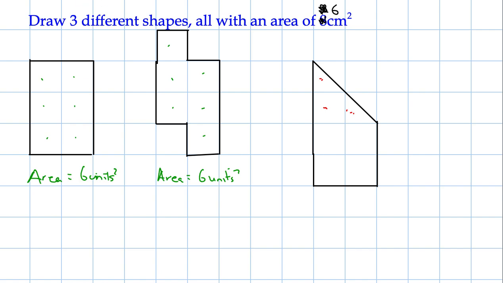So let me just check that one, because that's a bit weird. I've got, there's my half, and half makes 1. I've got 2, 3, 4, 5 and 6. Yep, my area is still 6 square units. Okay, so I can explore the idea of an area with different looking shapes, and that's fun.